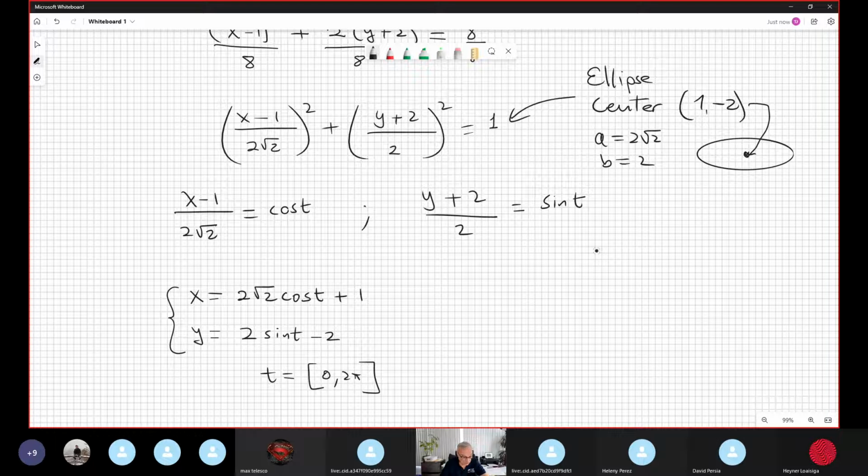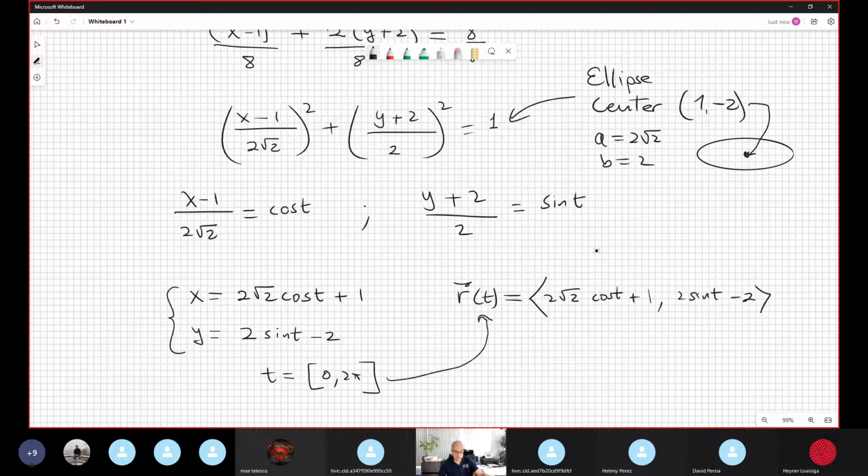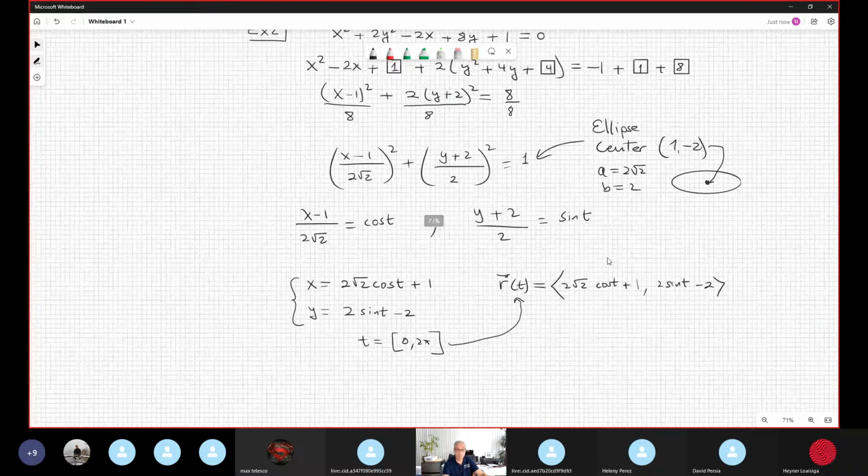Okay, so you want to represent it as a vector value function: angular bracket 2 radical 2 cosine t plus 1, comma 2 sine t minus 2. And the same specification of the domain. T is this. Cool? Cool? Cool? Okay.